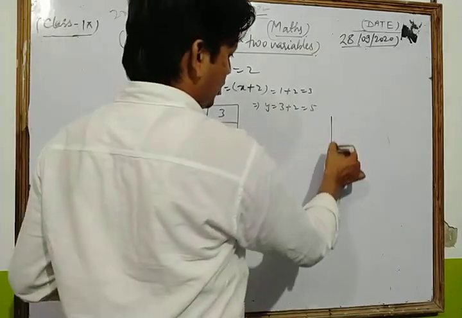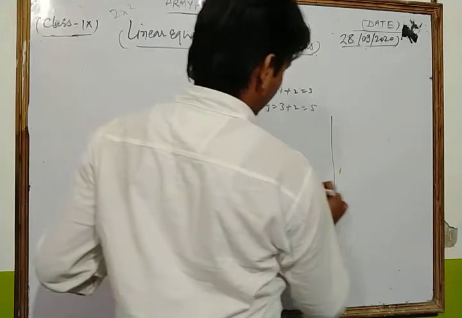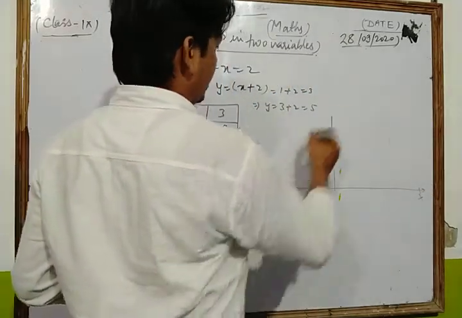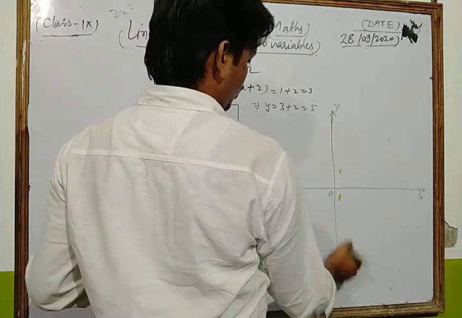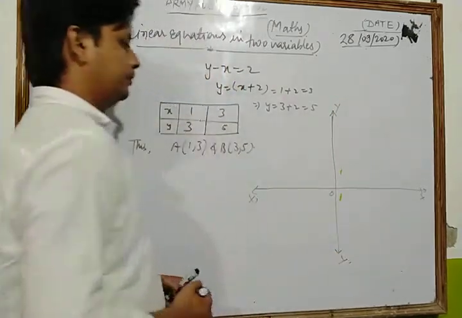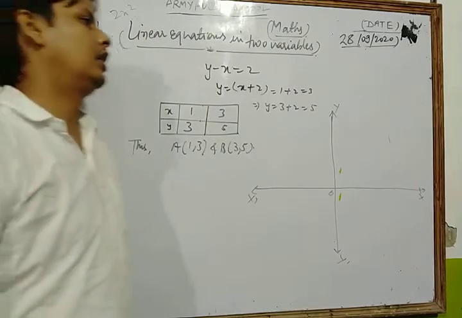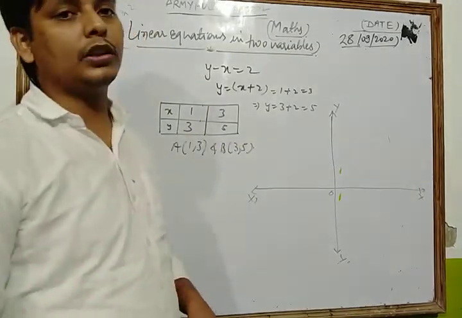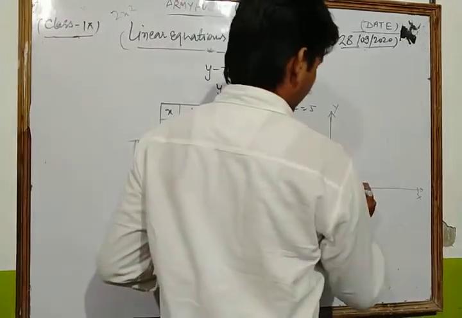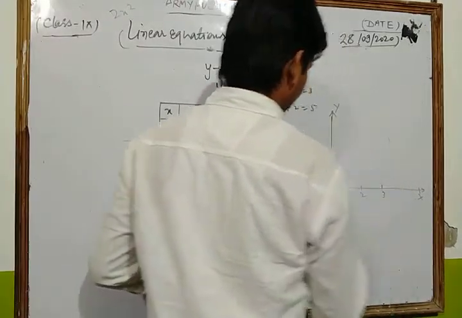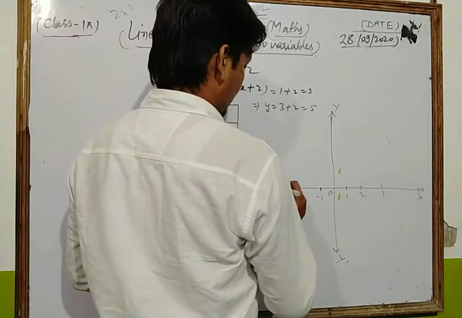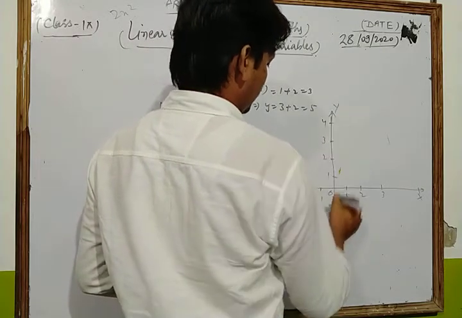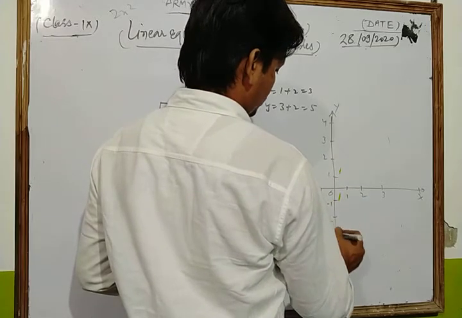For that, first of all we draw a Cartesian axis as X'OX and Y'OY. We draw the Cartesian coordinates in this way, and here the point (1, 3) lies on which place? Let's see, this is plus 1, plus 2, plus 3, this is minus 1, minus 2 and minus 3, this is plus 1, plus 2, plus 3, plus 4, and this is minus 1, minus 2, minus 3.